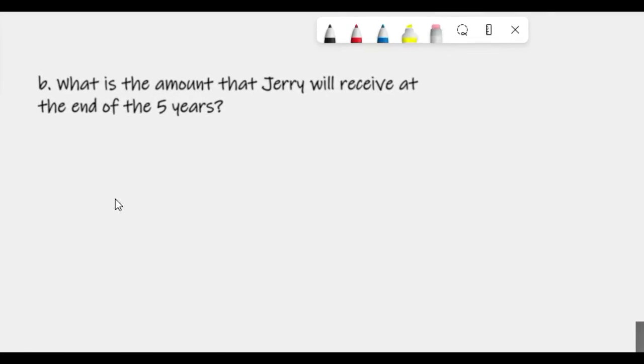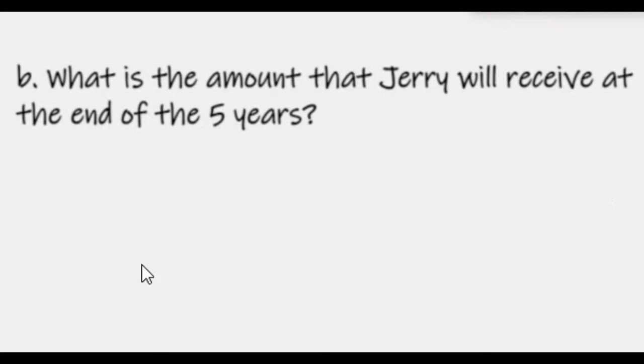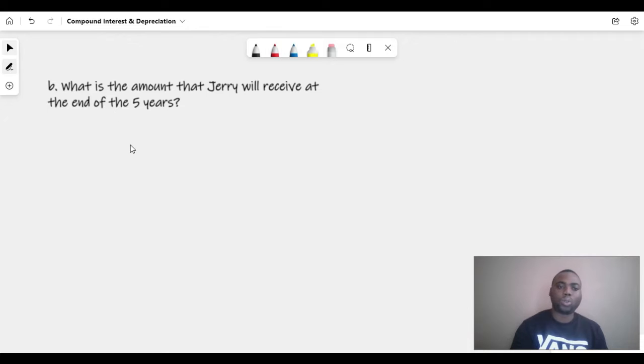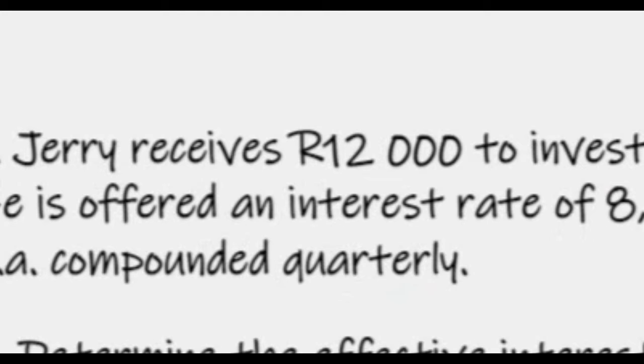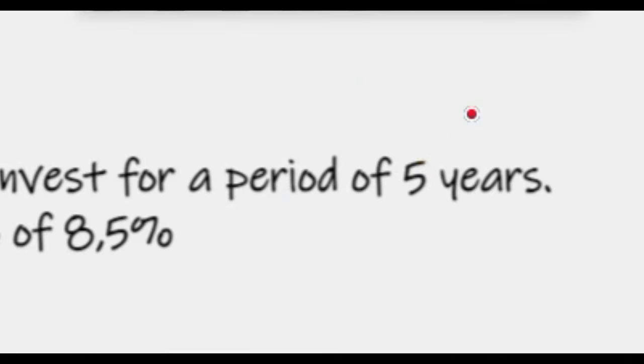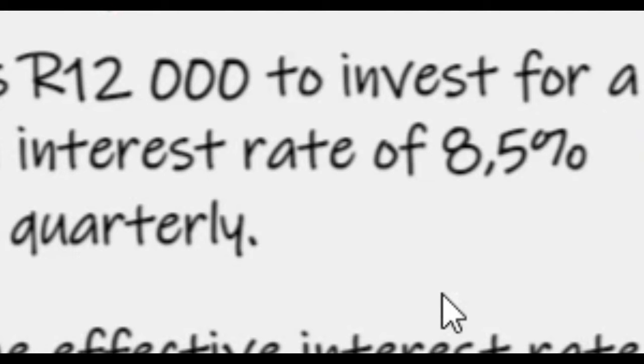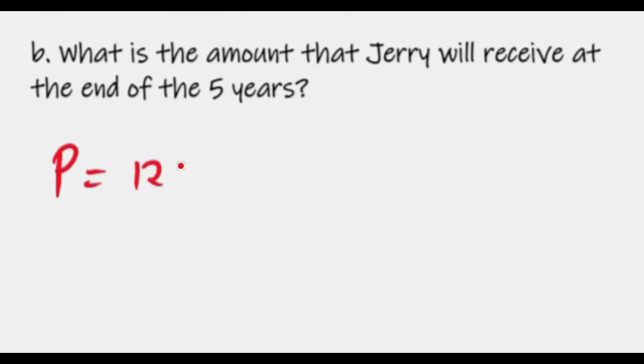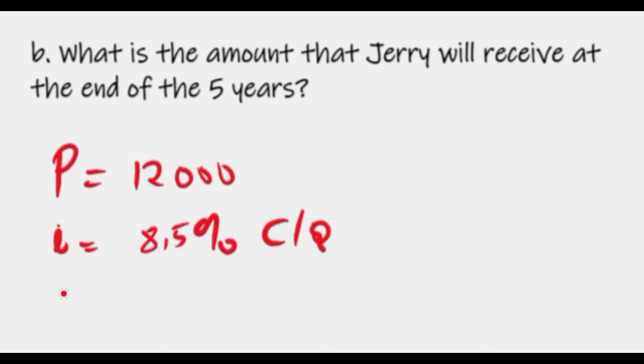The next question asks, what is the amount that Jerry will receive at the end of 5 years? So going back to the information we're given, we understand that the investment was for 12,000, the period was for 5 years, and the interest rate was 8.5%. So your P would be 12,000, your i is 8.5% compounded quarterly, and you have your n to be 5 years.